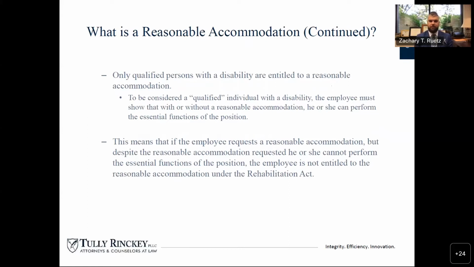And only qualified persons with a disability are entitled to a reasonable accommodation. We've hammered this home with the Rehab Act and the ADA. And again, to be qualified, you have to show that with or without the reasonable accommodation, you can perform the essential functions of the position. So in order to request a reasonable accommodation, you have to be able to perform those functions despite having the accommodation whatsoever. If you cannot perform those essential functions, you're not entitled to a reasonable accommodation under the Rehab Act.